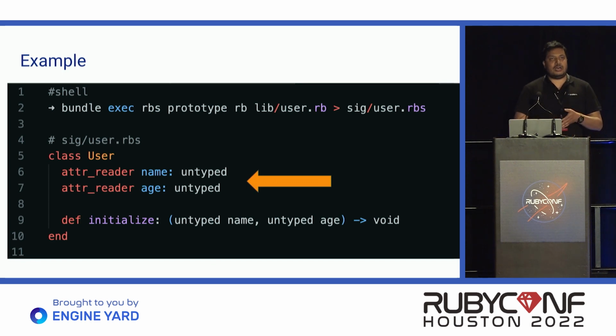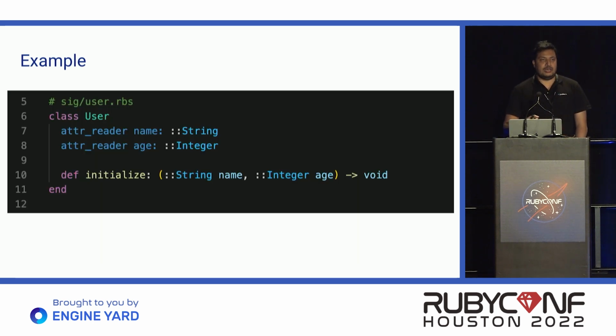But the basic idea of having static typing is not to have untyped values. We need to define some type of value which we want to accept for our attributes, right? So let's change it to the kind of values we want for our attributes. For example, for name we want string, and for age we want integer. So here we have declared name as string, age as integer, and initialize accepts two parameters, one is string, another is integer, and returns nothing.